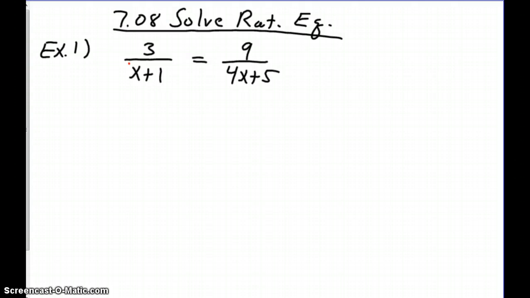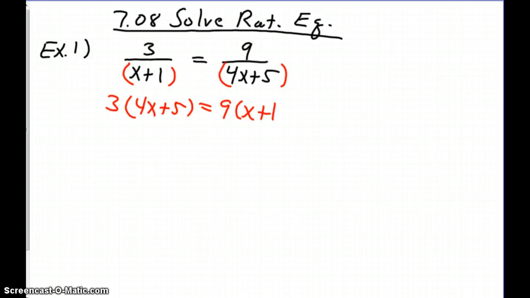Look what I'm going to do. I'm going to put parentheses around the first one, and parentheses around the second one. Then I'm going to cross multiply. So 3 times quantity 4x plus 5 is going to be 3 times 4x plus 5, and 9 times quantity x plus 1 is going to be 9 times quantity x plus 1. Does that make sense? Now what's the next thing you would do?